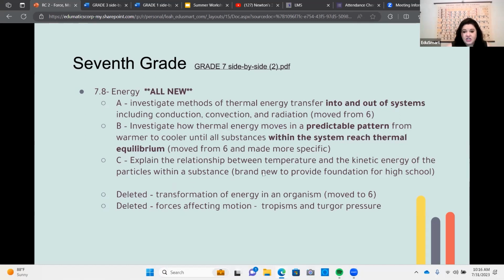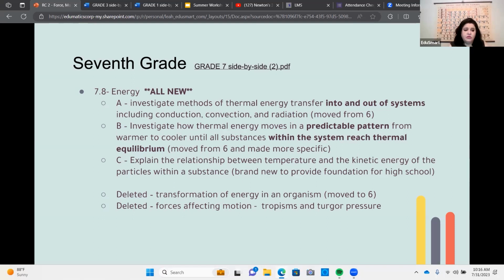C is explain the relationship between temperature and kinetic energy of particles within a substance. This is all brand new, and it's setting a foundation for high school. So we're talking about temperature and kinetic energy, how a higher temperature increases the amount of kinetic energy in a particle. The challenging thing about this one is that at this point, they don't necessarily have a really strong foundation in particles because of the way matter and energy are aligned. So it will be a little bit more challenging.